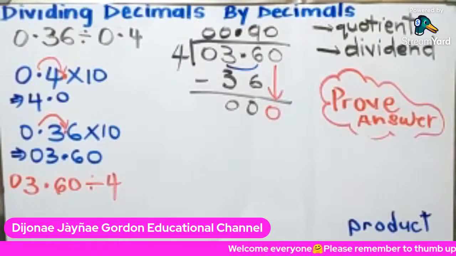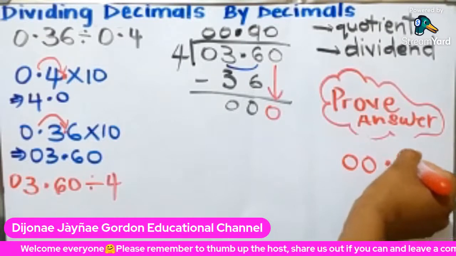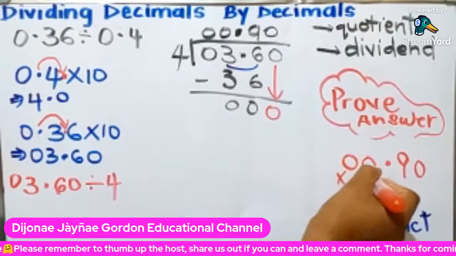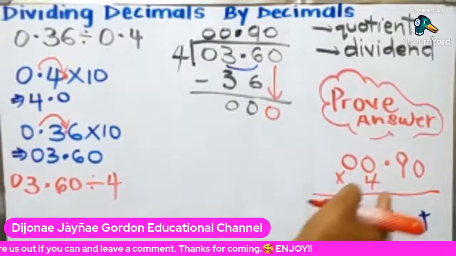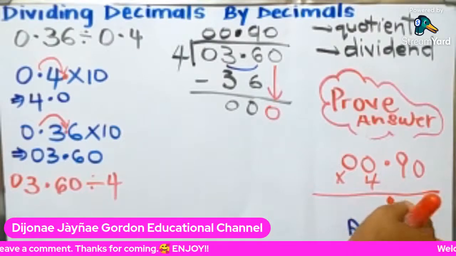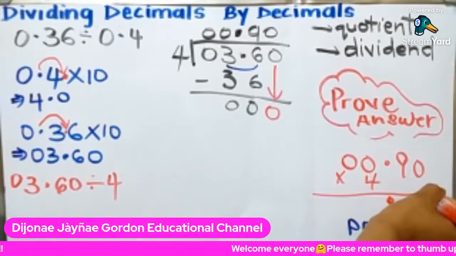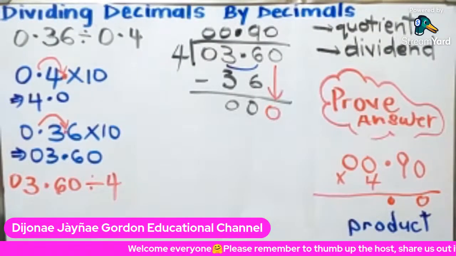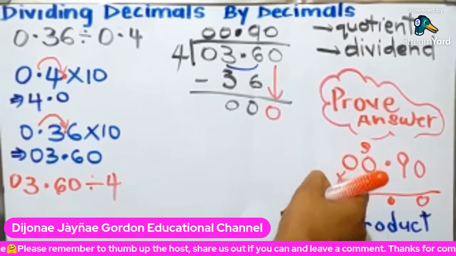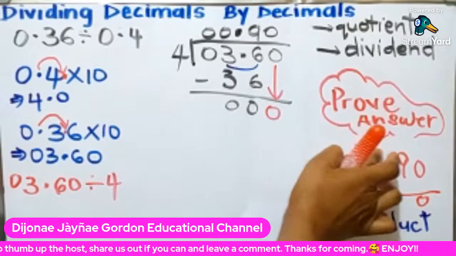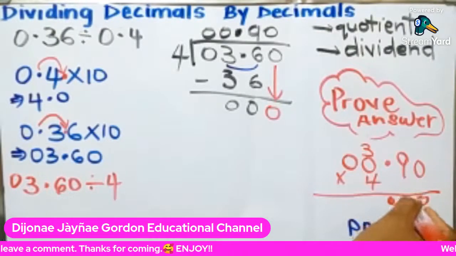I'm going to take my quotient, which is 0.90, and multiply it by 4. Remember, the answer you get is known as your product. First, put your decimal place down. You should have only 2 digits coming after your decimal place. So 4 multiplied by 0 is going to give you 0. 4 multiplied by 9 is 36. Carry your 3 over to your 1's place, and put your 6 down.